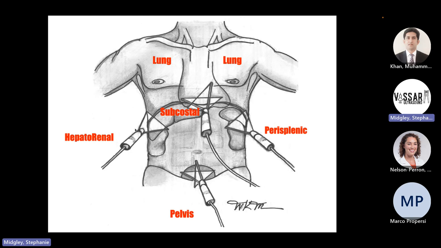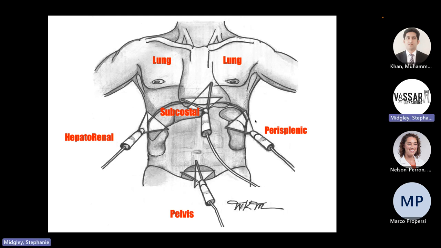This is the easiest view to get. Gives you a lot of information because you can look at gallbladder, you can look at kidney, you got your liver, you got above the diaphragm, you got your lung right here too. So typically right upper quadrant is your best view, kind of the good starting spot.